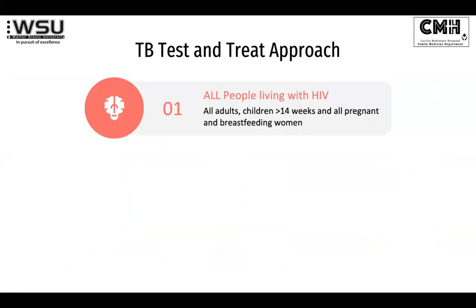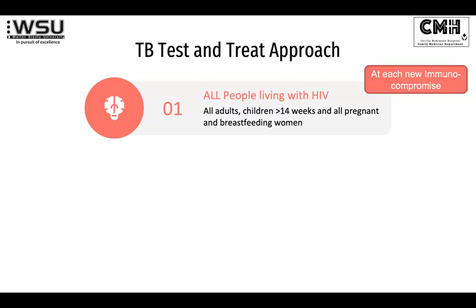And there are three major groups that are discussed in the guideline. The first is all people living with HIV. And the major change you'll see today is we're now including children in that definition. So in the past, we only gave people with HIV that 1 year of IPT if they were over 15 years of age, but that has shifted.